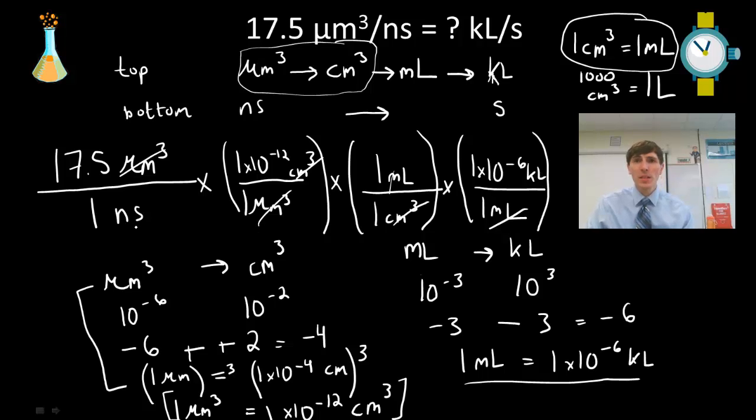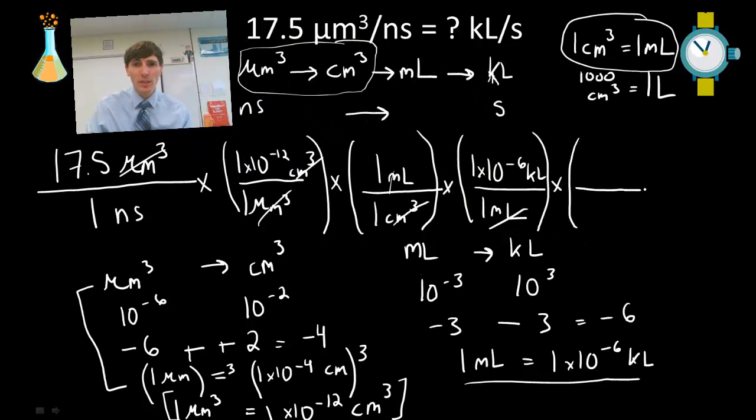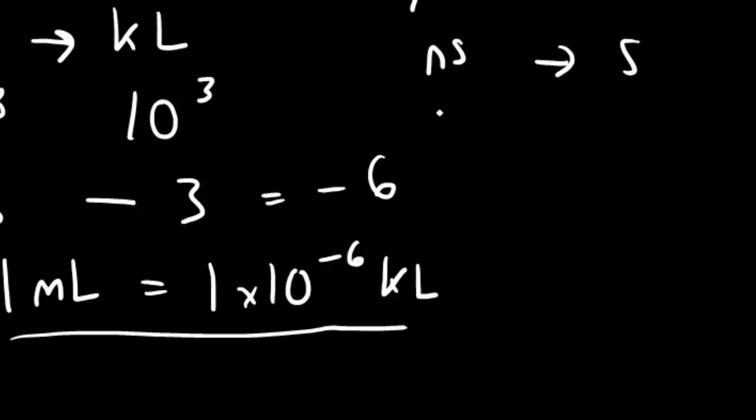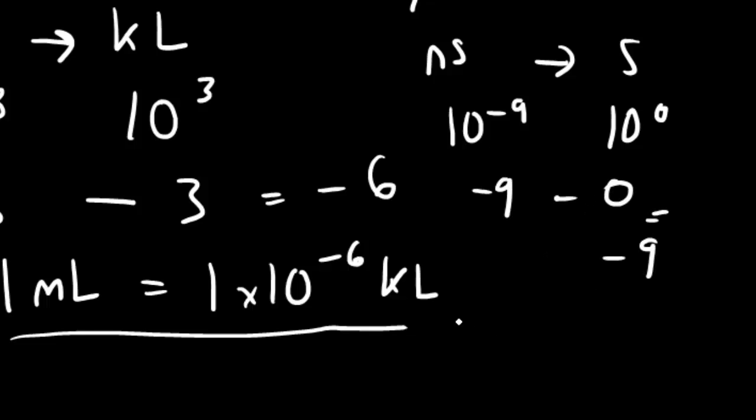On the bottom is nanoseconds, and I need seconds on the bottom. So I actually have to do one more conversion factor to get those units to work out for me. So now I'm going to look at the difference between nano and seconds. Nanoseconds to seconds. Nano means 10 to the minus 9th. Seconds, if you wanted to think of it as 10 to the 0, you totally could. So 10 to the 0. So I could do the same thing. Negative 9 minus 0. Okay, it's going to equal negative 9. So 1 nanosecond is equal to 1 times 10 to the negative 9th seconds.